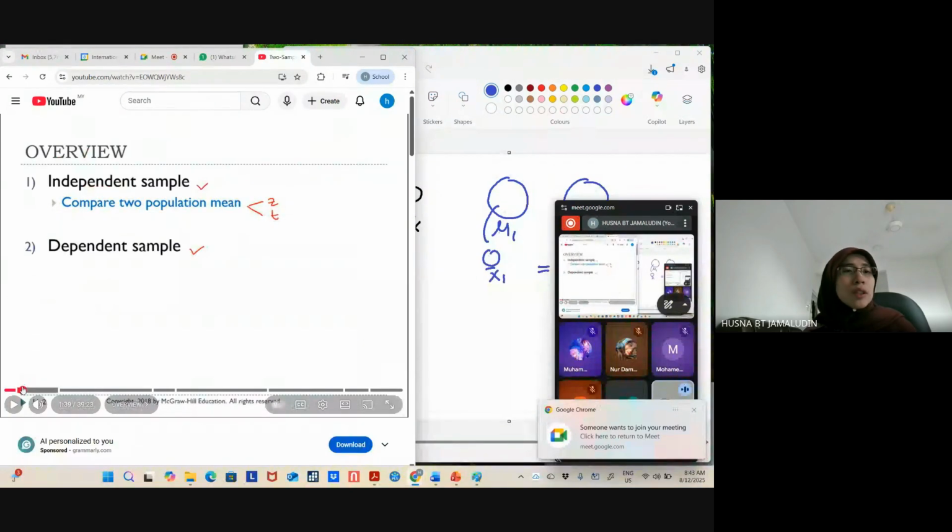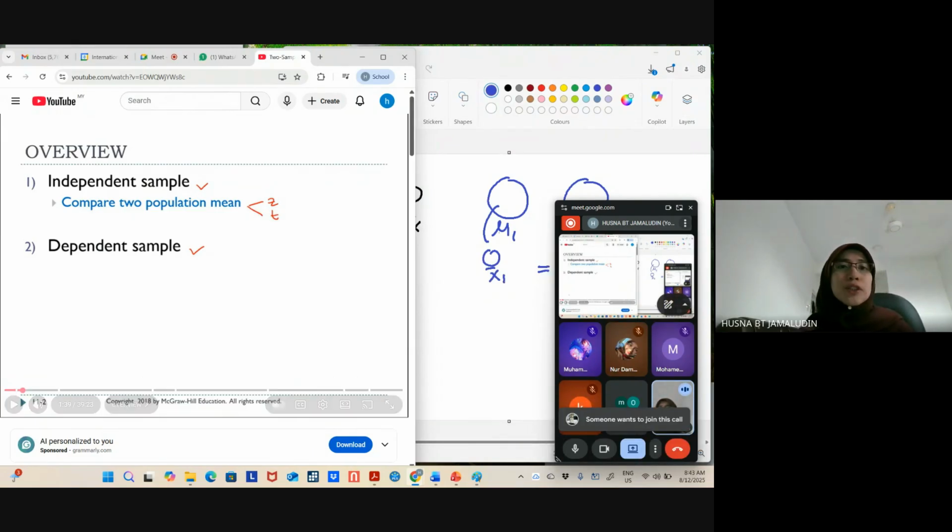So this is the continuation of the previous chapter. Remember, I mentioned to you that when we talk about hypothesis, all the six steps will apply.